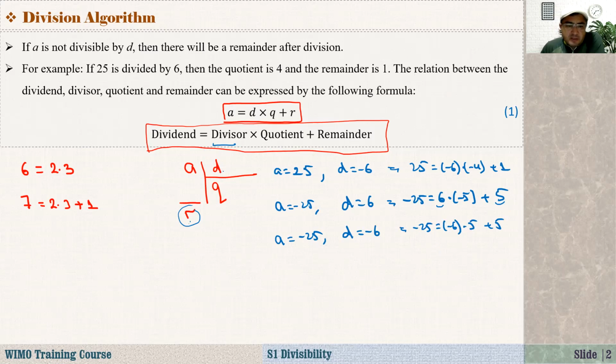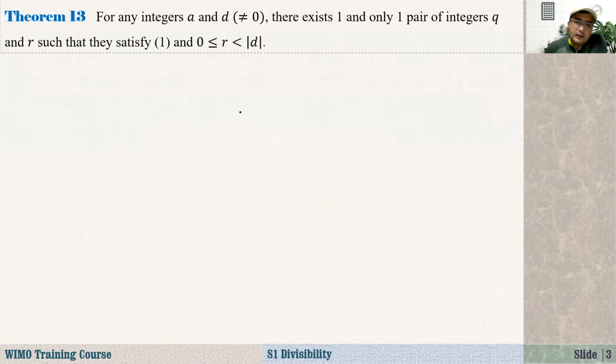All right, that is called the division algorithm, dividing an integer by another integer. Even in general, if you divide a polynomial by another polynomial, we always have this form: dividend equals divisor times quotient, plus a remainder. If the remainder is equal to 0, then we say that A is divisible by D, or D divides A. So let's start with this theorem.